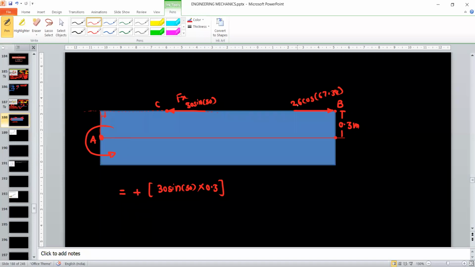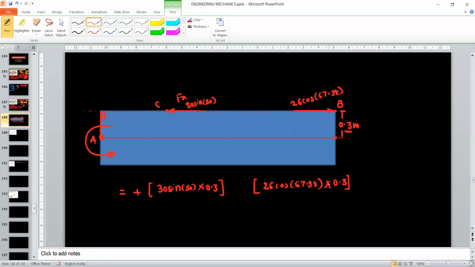Again, the second moment is 26 cos 67.38, the force, into its perpendicular distance. For the perpendicular distance with respect to point A, you can again extend this line of action. No need to draw this line, you just have to imagine it, so that you can directly write down the perpendicular distance. If you extend this line of action and draw the perpendicular, that distance is nothing but 0.3 meter.